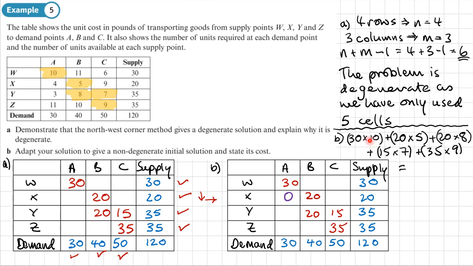So here's the complete calculation. 30 lots of these units that cost 10, 20 lots of these units that cost 5, 20 lots of these 8s, 15 lots of these 7s, and 35 lots of these 9s. It's a full calculation, and it does say that the cost is in pounds, so I need to give my answer in pounds, and this all adds up to £980 as the total cost for this initial solution.